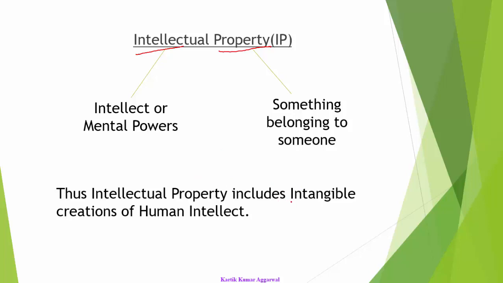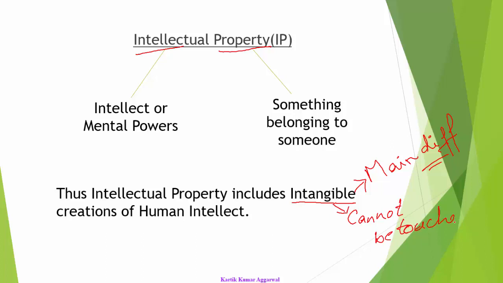Here the word intangible comes, and this is the main point of difference between the physical property and the intellectual property. Intangible is something which cannot be touched. So intellectual property includes only those things which cannot be touched or which do not have any physical appearance.